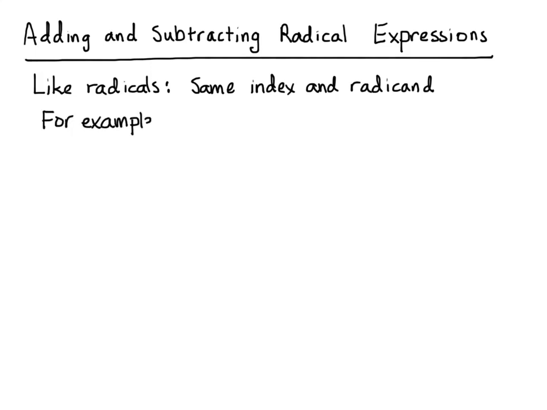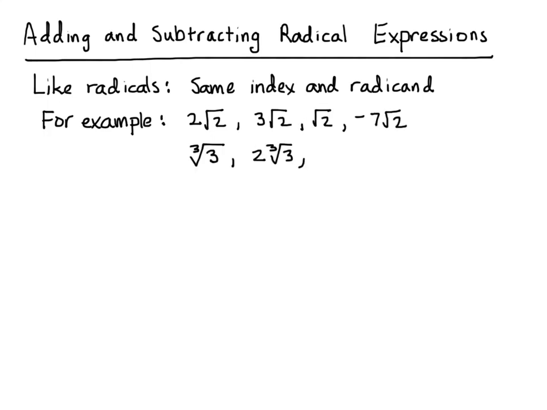So if we take an example of what a like radical is, 2 times the square root of 2, 3 times the square root of 2, and negative 7 times the square root of 2, those are all like radicals because they all have the square root of 2 in them. And similarly, when we have different roots, like the cube root of 3, 2 times the cube root of 3, and negative 10 times the cube root of 3, those are like radicals as well because they all have the same radical there.